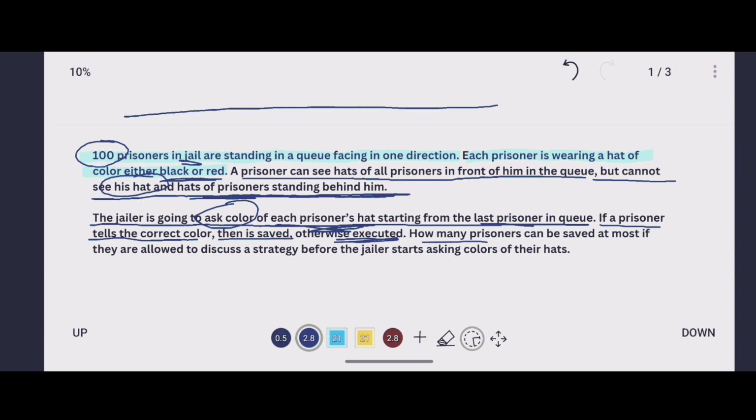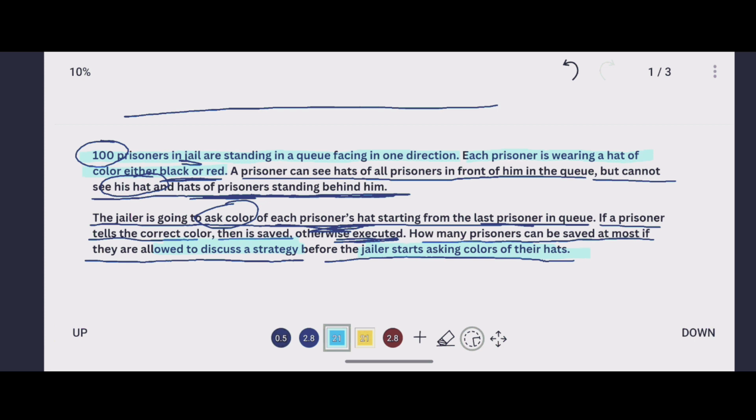Now, how many prisoners can be saved at most if they are allowed to discuss a strategy before the jailer starts asking colors of the heads? It means they have been given a time to discuss a strategy, and after discussing that strategy, how many prisoners can be saved at most, okay, if the jailer starts asking color of their heads? This is the question which you have to solve, right? So I would request you to pause this video and try to find the solution by yourself first, and then we will look at the solution, right?